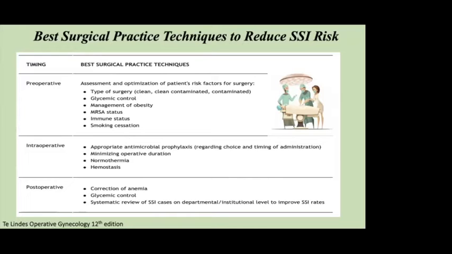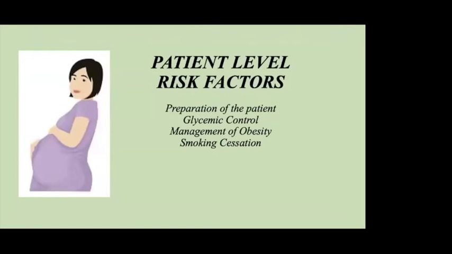So in the intraoperative part, you give your appropriate antimicrobial prophylaxis, you minimize your operative time duration, and make sure that the patient has normothermia with hemostasis. Post-operatively, there should be correction of anemia, glycemic control, and then if you have SSI cases, you do a systematic review of all your SSI cases in your department or on an institutional level. This is to improve your SSI rates.